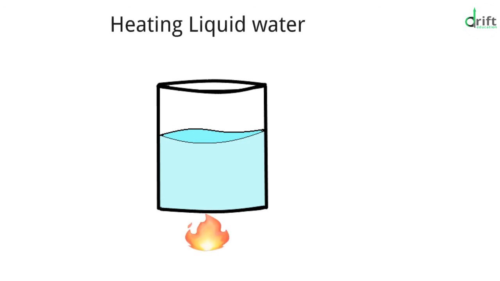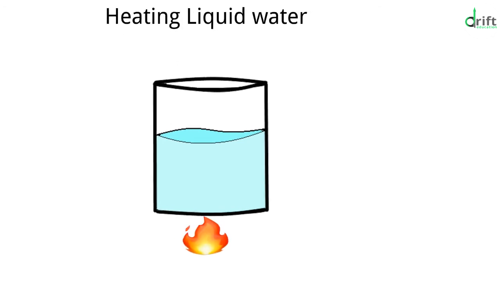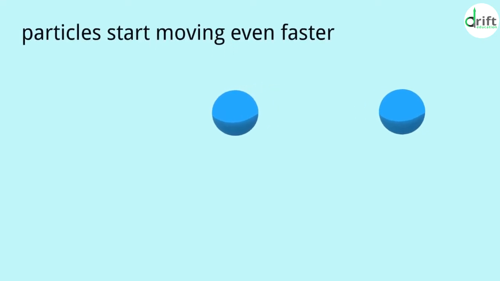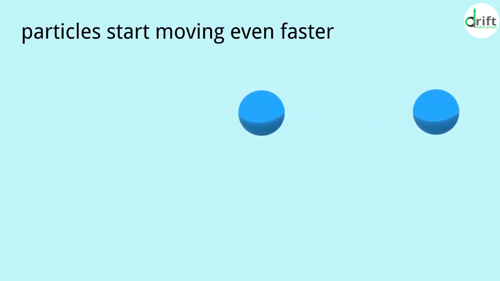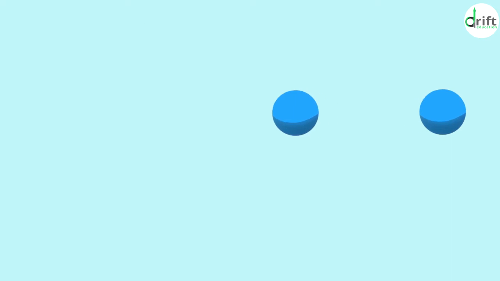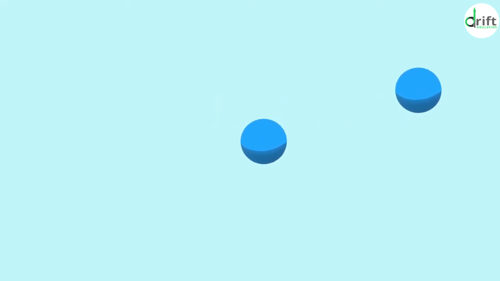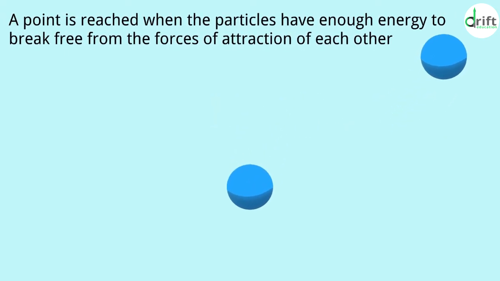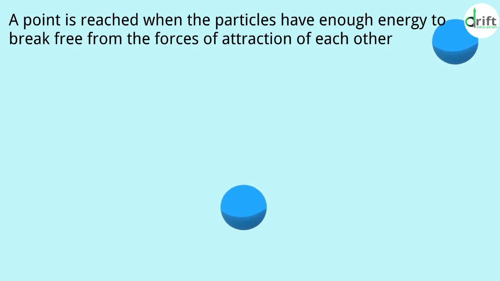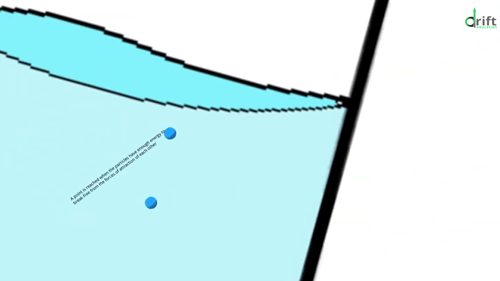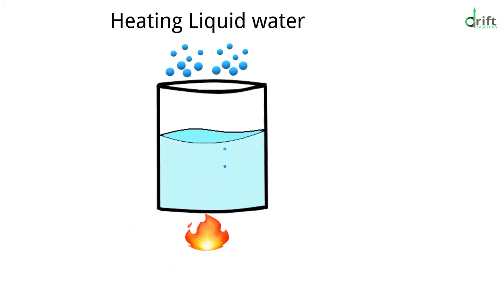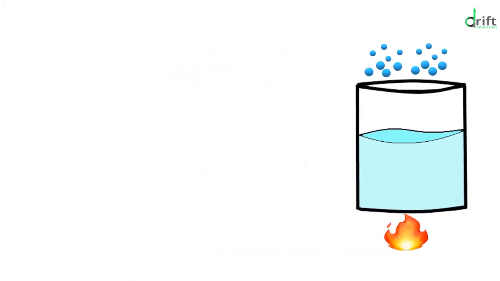A similar situation comes into play when we are heating liquid water. When we supply heat energy to water, particles start moving even faster. At a certain temperature, a point is reached when the particles have enough energy to break free from the forces of attraction of each other. At this temperature, the liquid starts changing into gas.